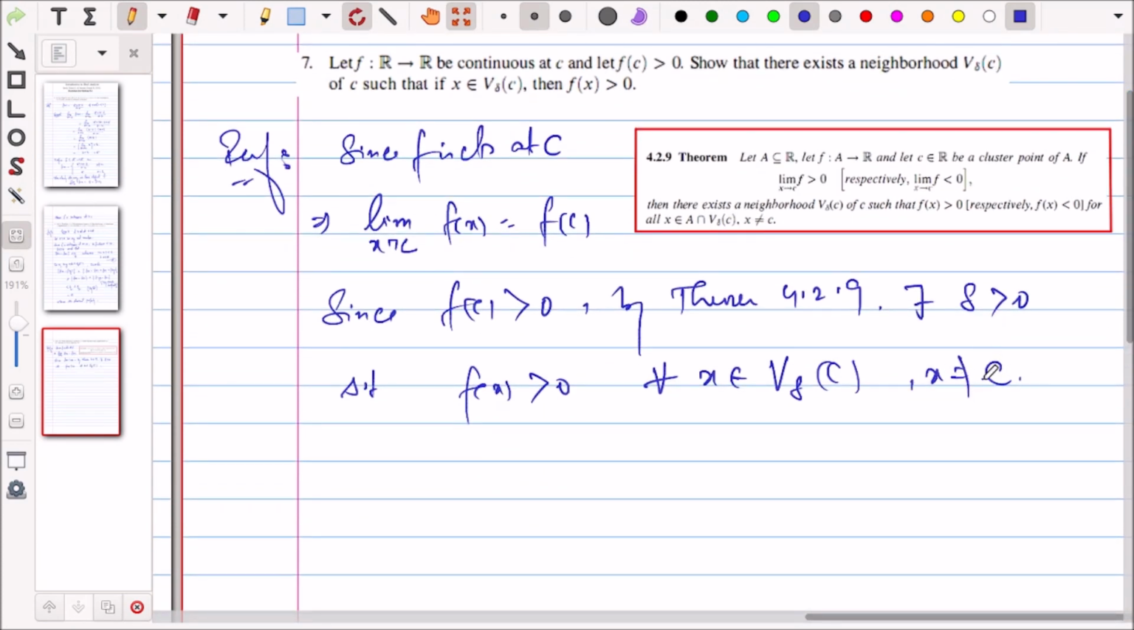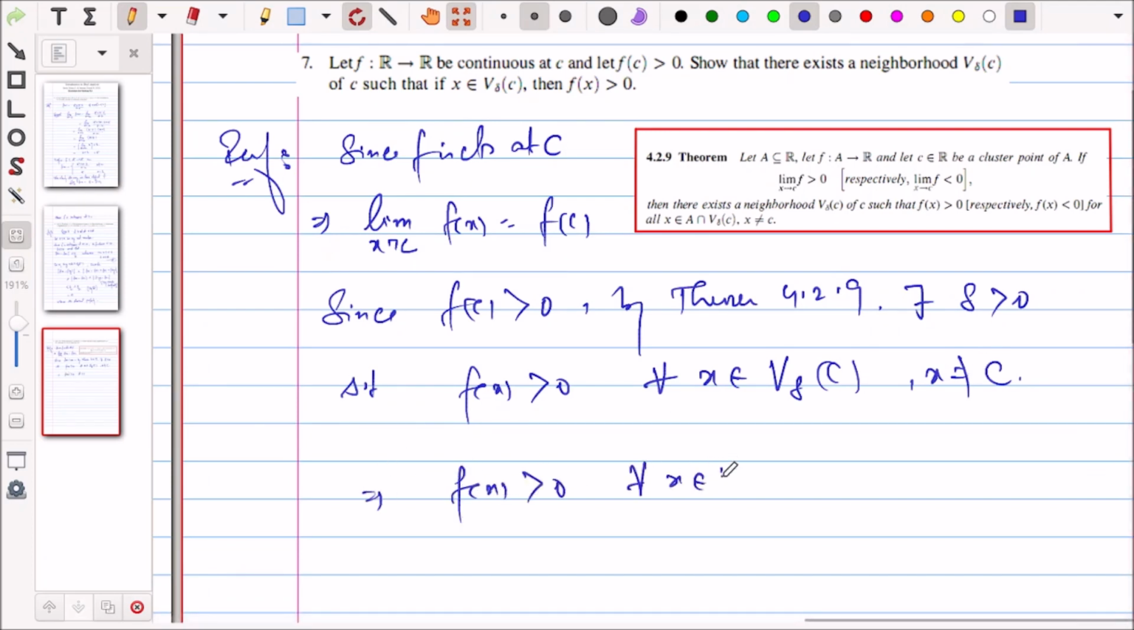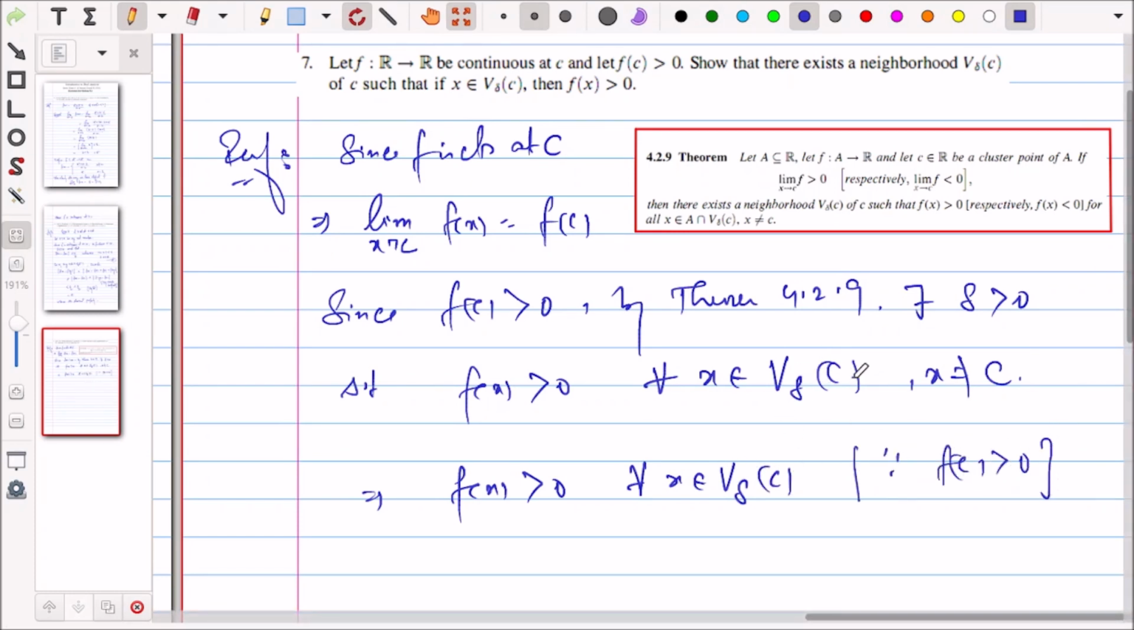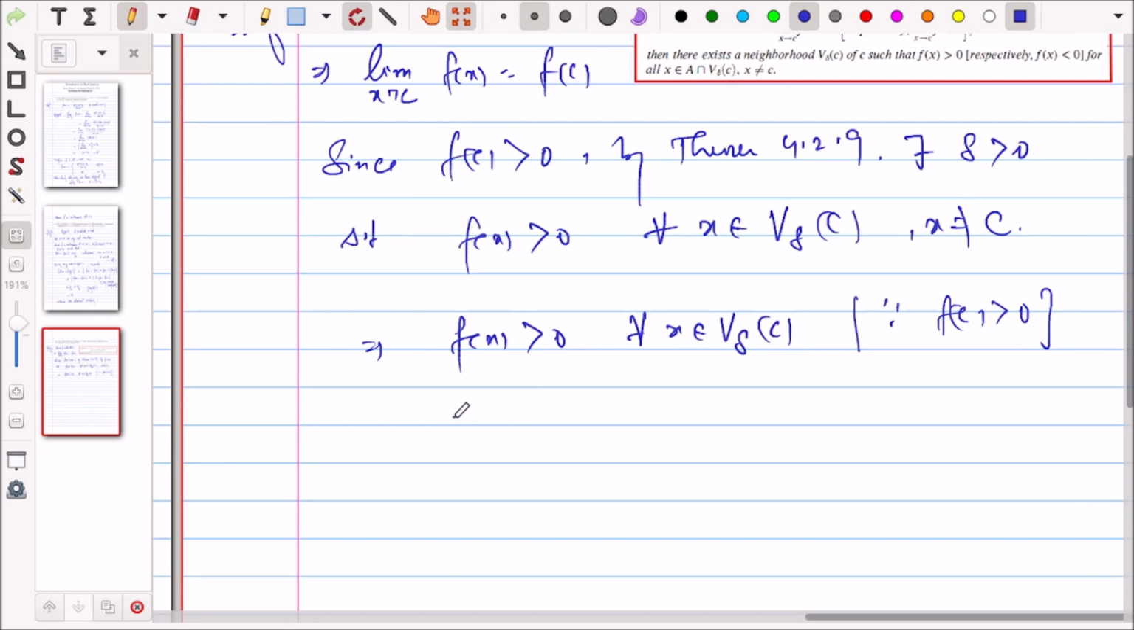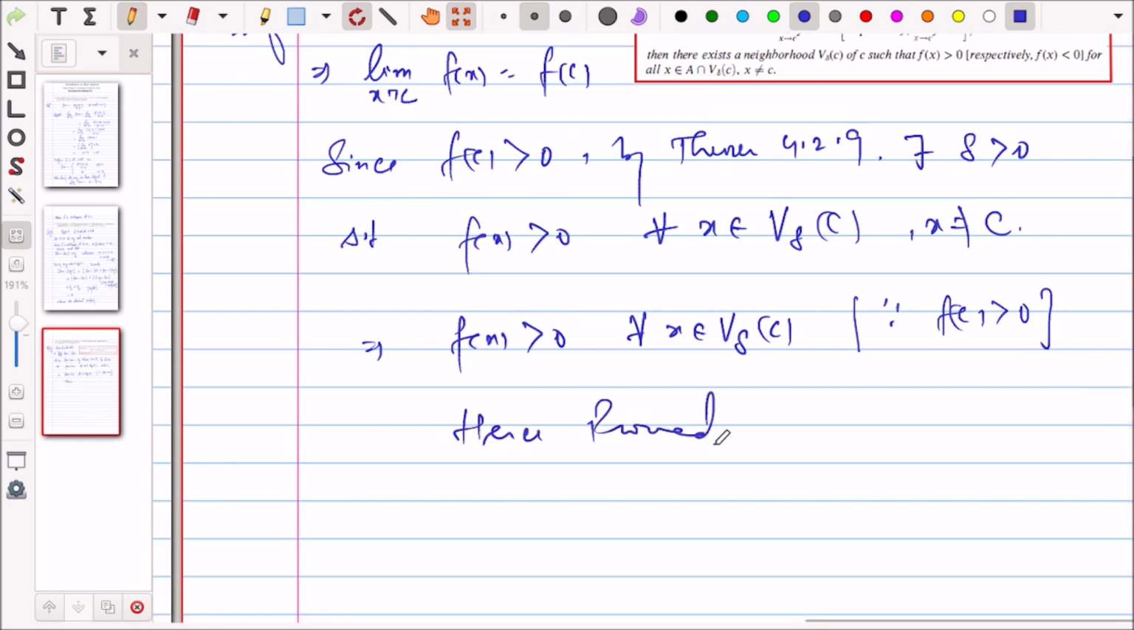But since at c also fc is greater than 0, this implies fx is greater than 0 for all x belonging to V delta c. From the theorem we get that fx is greater than 0 for every x in this neighborhood except at c, but at c we are already given it to be positive. Or you can just imitate the proof of this theorem directly here and you will get the desired result. So hence proved. Let us go to the next question, which is question number 8.